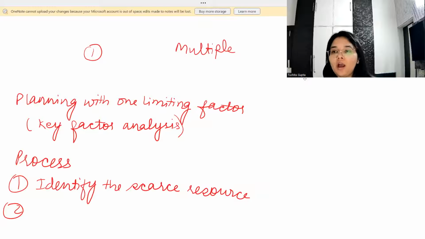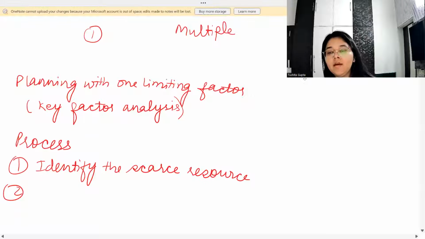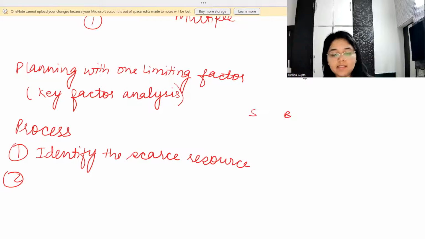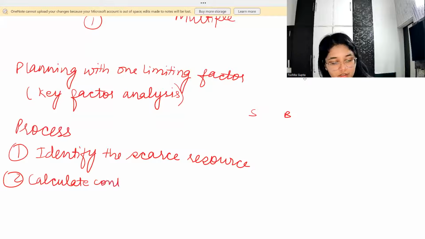Now, once you have identified your scarce resource, the second step that you're going to have to do is find out how much contribution you are earning per unit for each product. So let's suppose we are selling two sorts of products. We are selling sweets, we are selling biscuits. So for each of the different products, how much is the contribution we are earning per unit of that product? So the second thing we are going to do is to calculate the contribution per unit per product.